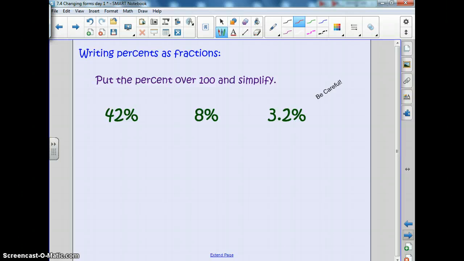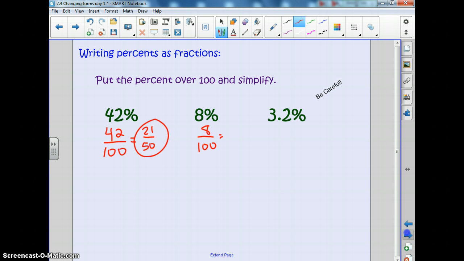Writing percents as fractions. So I'm going to go from percent to fraction. These are very, very easy. All I have to do is put the percent over 100 and simplify. So the first one, I put 42% over 100 and simplify down, which equals 21 over 50. Easy, easy, easy. Next one, 8%. I would write it as 8 over 100. Simplify.